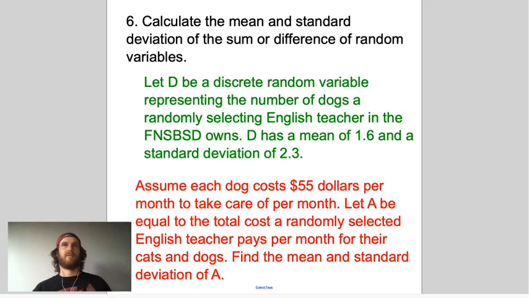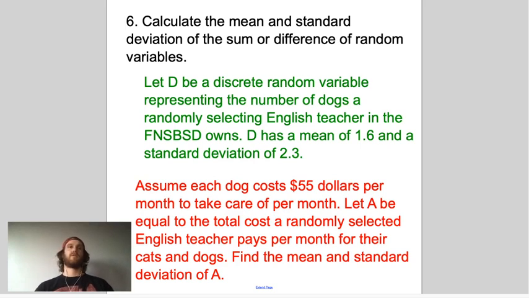Sum or difference of random variables. Let D be a discrete random variable representing the number of dogs a randomly selected English teacher in the Fairbanks North Star Borough School District owns. D has a mean of 1.6 and a standard deviation of 2.3. Notice that we don't actually have to see the distribution here.